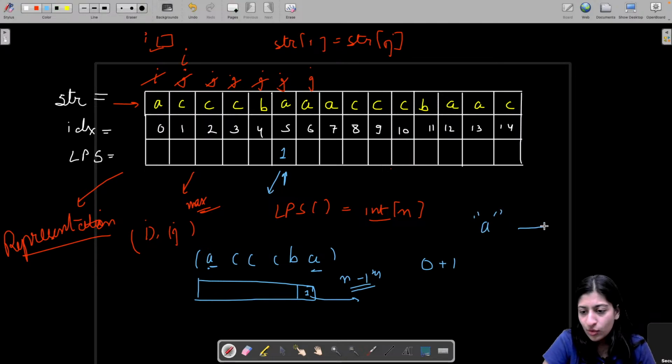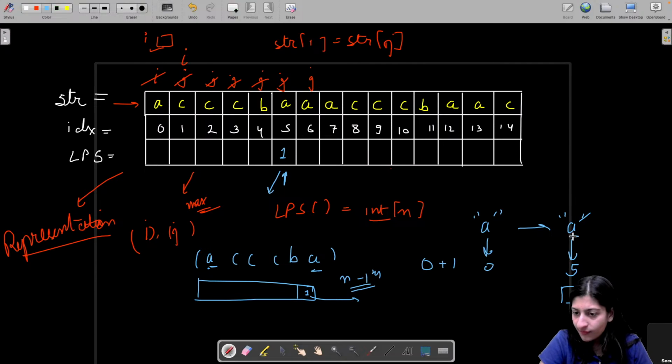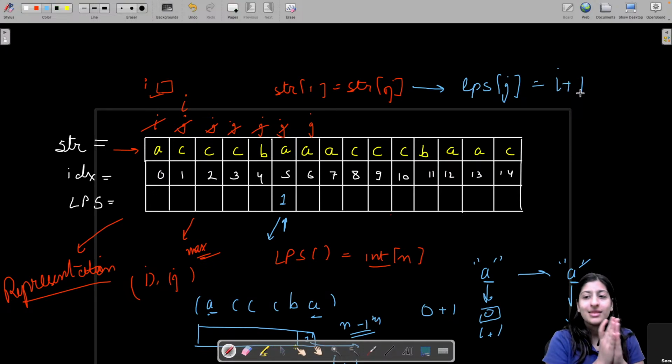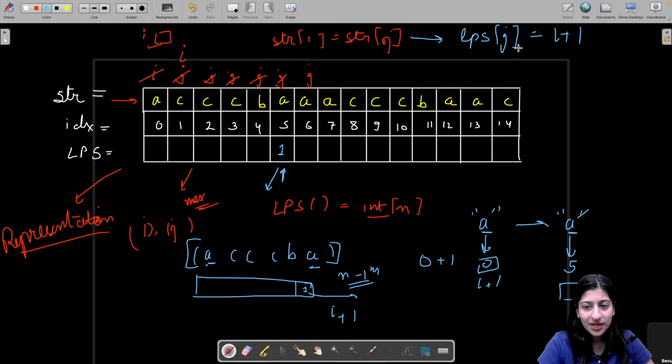So this A was equal to this A. Now this A was present at index 0 and this A is present at index 5. So LPS will store that at index 5 I have a suffix which is equal to the prefix, but the length of it is, what will be the length? That I index plus 1, right? So you are storing LPS of j whenever there is a match, whenever this is the case, then what you are doing? You are storing LPS of j, right? This is 5th index and this is equal to I plus 1, which tells you that till that, if you consider this as your entire string, and j as the last index of that string, so this will tell you what is the length of the longest prefix suffix. That's what it is telling you. Since it was a match with I at index equal to 0, so the length that you will store will be I plus 1, right?